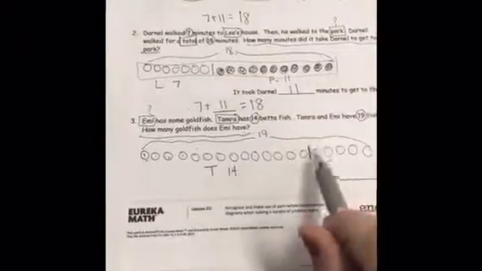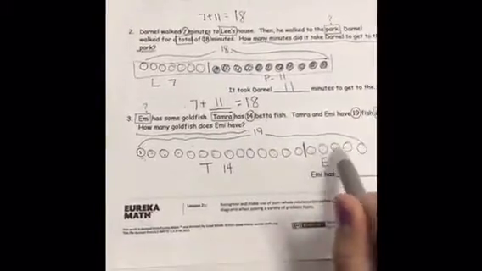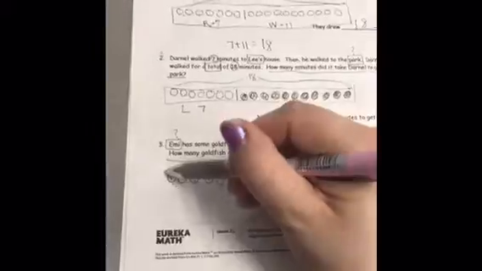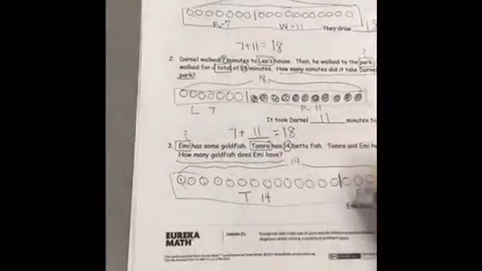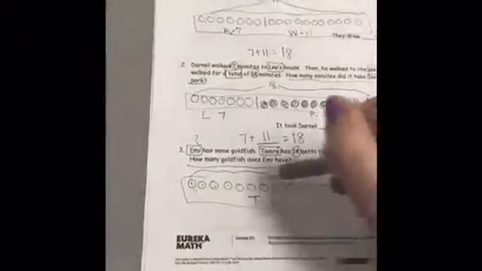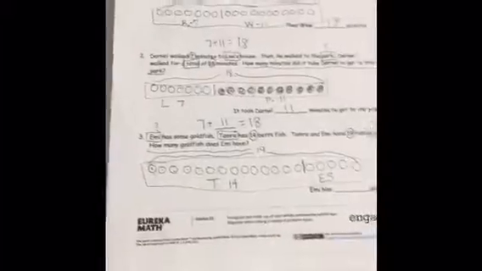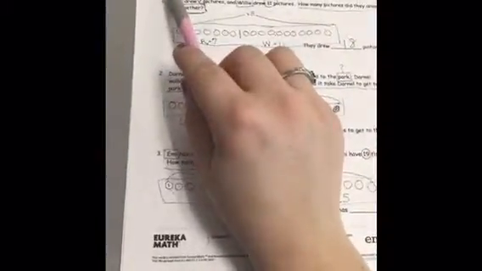I'm going to count them. 1, 2, 3, 4, 5. And then I'm going to draw a box around it because, remember, it's a tape diagram, so we want to keep it all together. All right, there's my tape diagram. So I drew a tape diagram and I labeled it.